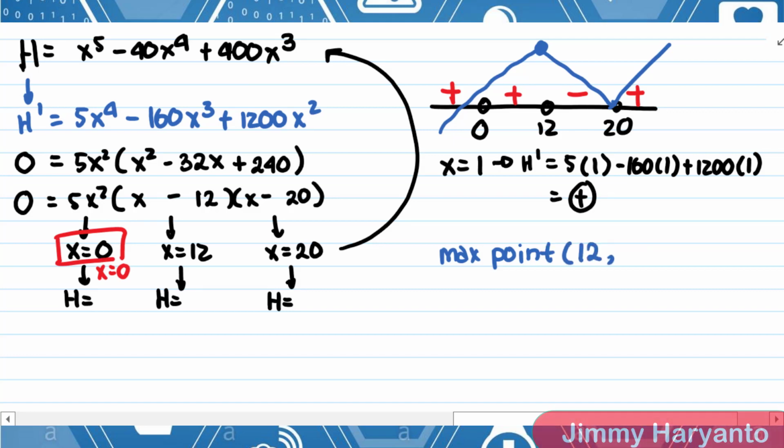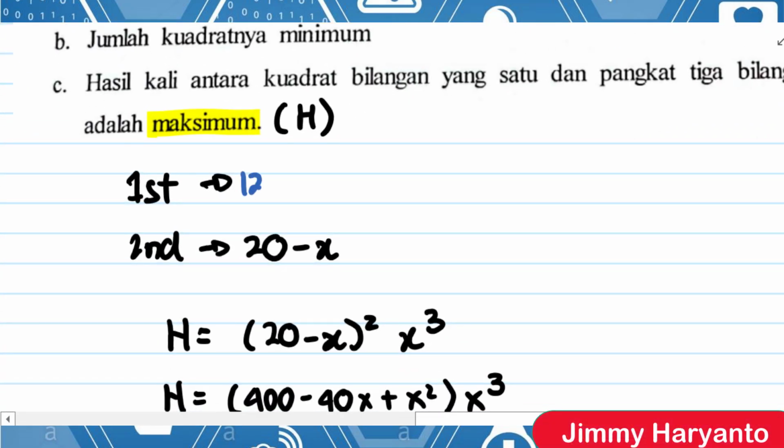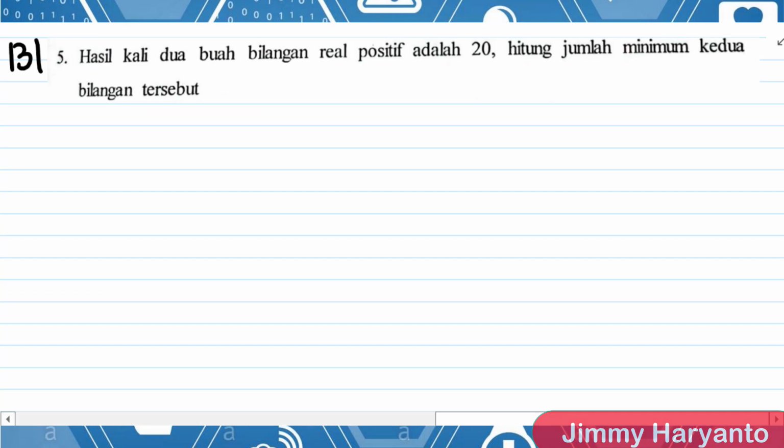nah berarti kan saya cuman perlu nyari yang 12 nya aja kan ya. So it will be 12 square, and actually we don't have to find the h ya, because the question only wants you to find the value of the x, right? The numbers will be 12, this one is 12, and then next one will be 8, 12 and 8 for C. Next one is number 5.